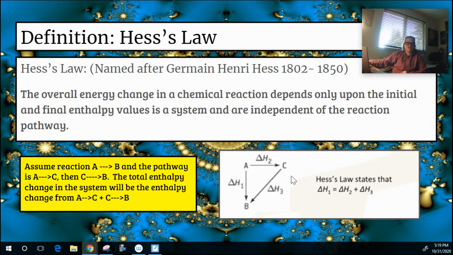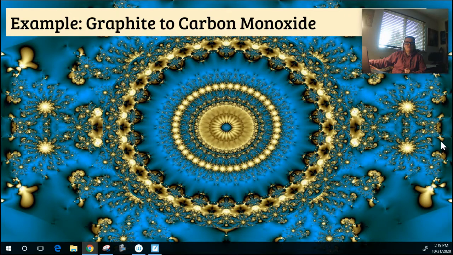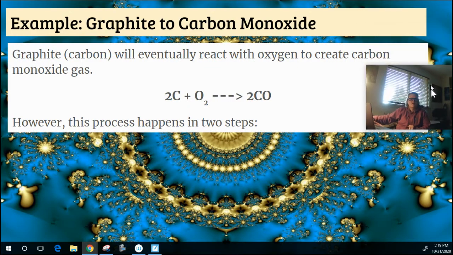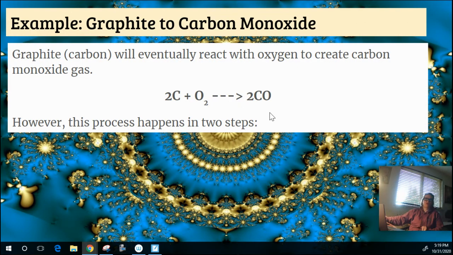So let's make this a little bit more specific by looking at one particular case. Let's look at graphite, which is pure carbon, turning into carbon monoxide. So graphite will eventually react with oxygen to create carbon monoxide gas. But this is an incredibly slow process, probably because I've got carbon, which has one of the strongest lattice structures in the world, reacting with oxygen incredibly slowly to make a mole of carbon monoxide gas. So I've got solid added to gas to make a gas. So it's going to be a pretty slow process. And so it happens in steps.